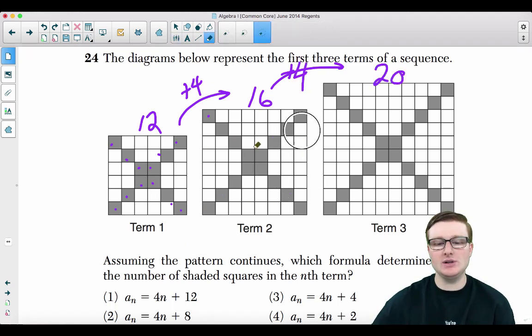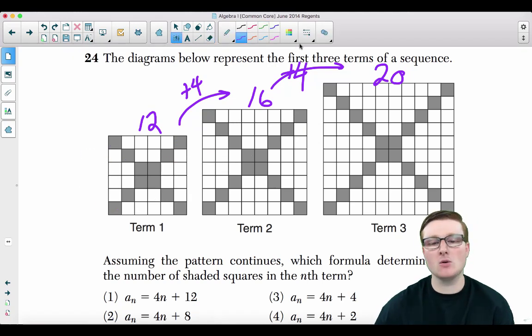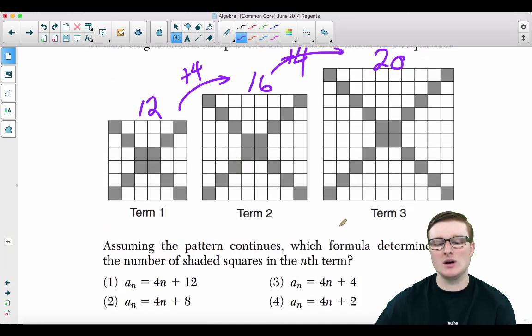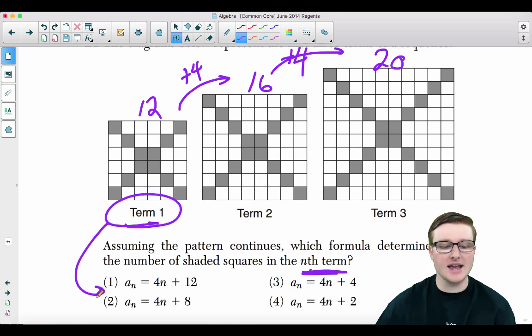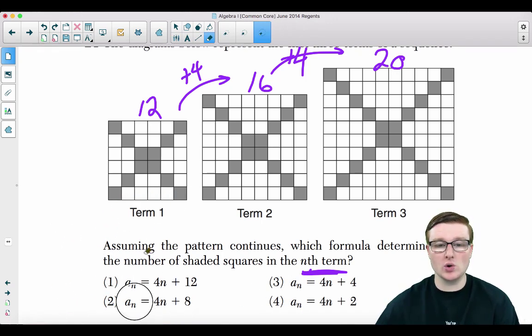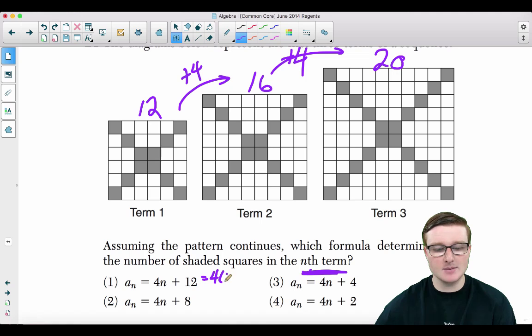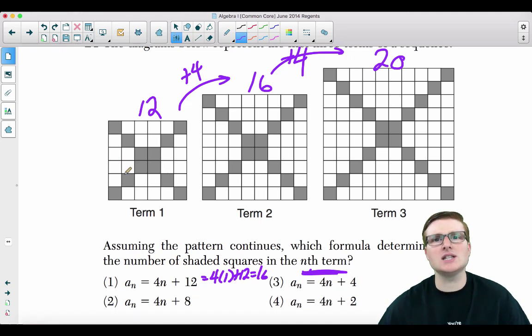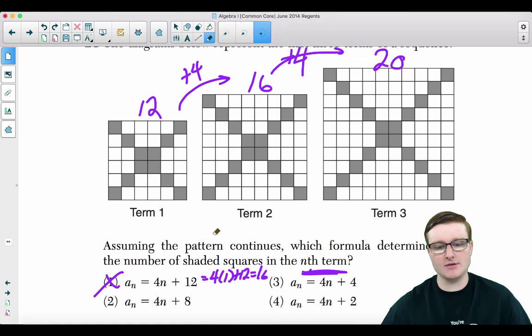Now, what I'm going to do here is say to myself, well, what do I know about the formulas? Well, they tell you all of the formulas and they give you the nth term. All of these n's represent the nth term. So if I were to plug in the number 1 into all of these answer choices, which of the following would give me the number 12? Well, let's do it right now. If I take the number 1 and I plug it into choice 1, you get 4 times 1 plus 12, that's equal to 16. That means that the first term has to be 16. No, it's the number 12. So that can't be right whatsoever.